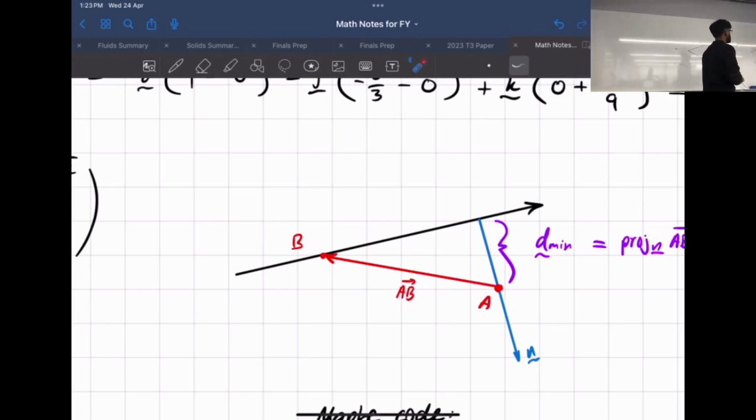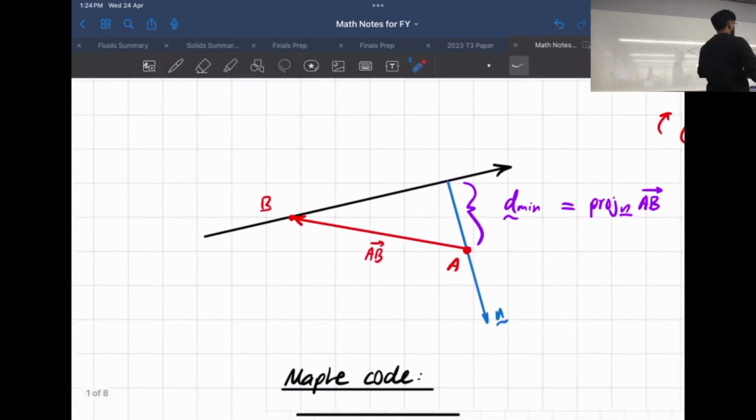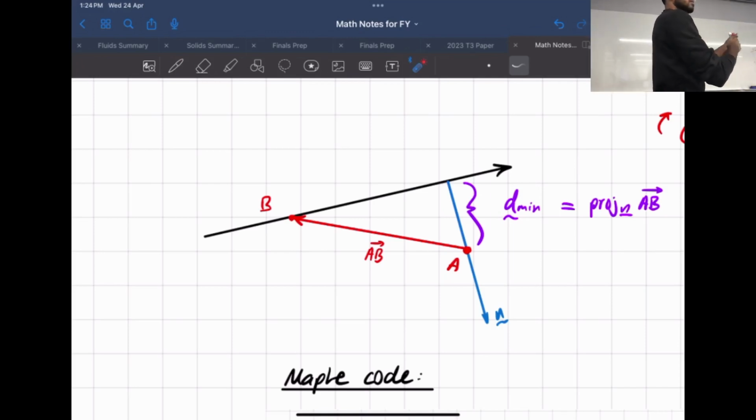There's a few ways you can do this actually. You can use Pythagoras, or you can use projections, which is much easier. So what we can do is project our vector AB onto the normal. We will get this vector over here, the projection of AB onto n. Then you can just find the size of it, because the projection gives us a vector.